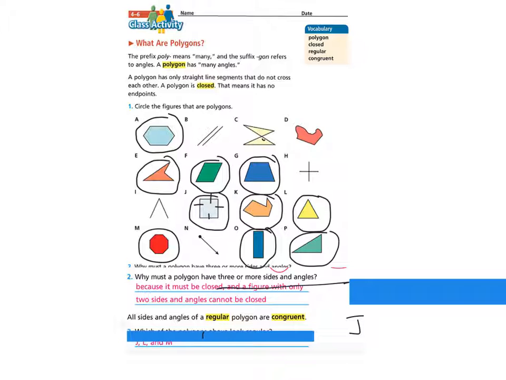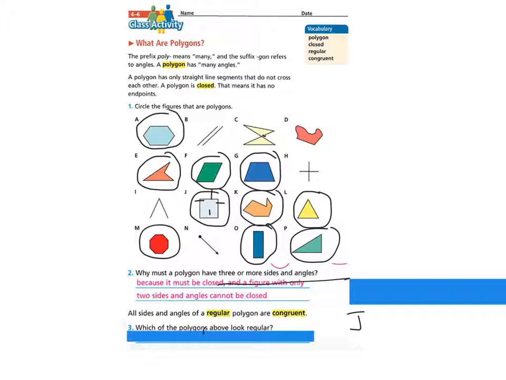Let's keep looking. How about L? This side, and this side are all the same. They're all congruent, so L would be one as well. And what other shape? Look at the last row and see if you can figure out which other shape would be considered a regular polygon because all of the sides are congruent. If you said M, you were correct because all of these sides are equal to each other. So that makes it congruent. All right, let's keep going.